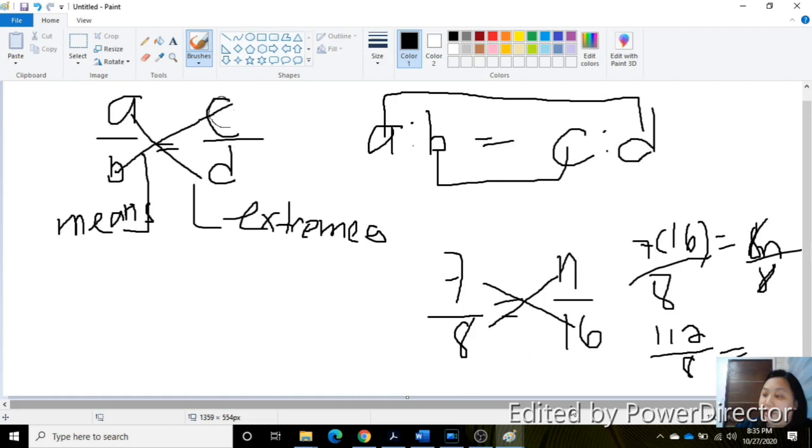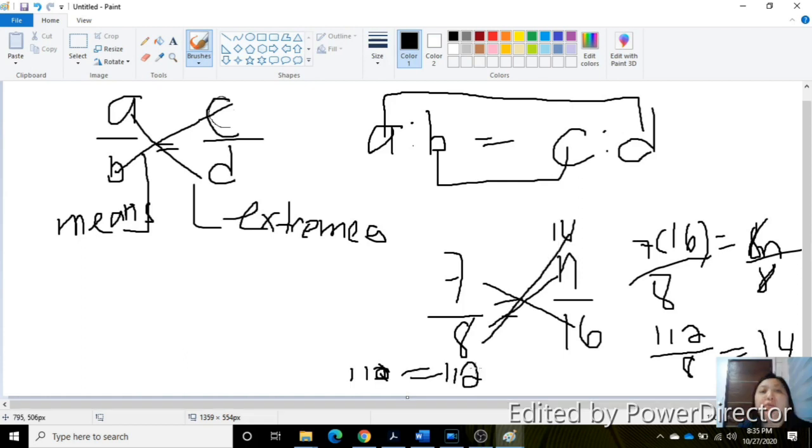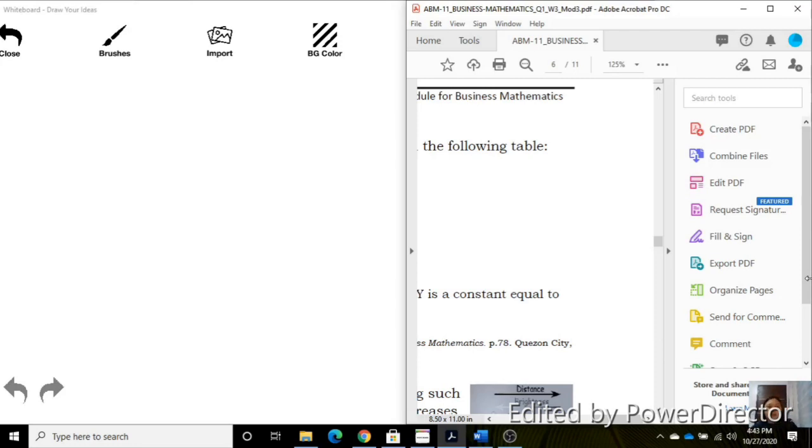This is 14. So, pag minultiply mo to, 8 times 14, magiging 112 yan. So, 112 is equals to 112. So, that is proportion. Doon mo kukunin kapag nawawala yung isang term. So, you need to cross-multiply. So, the next lesson naman is ito yung types of proportion. So, tingnan natin kung ano yung types of proportion. Okay. So, tingnan natin kung paano natin masasabing proportion siya.